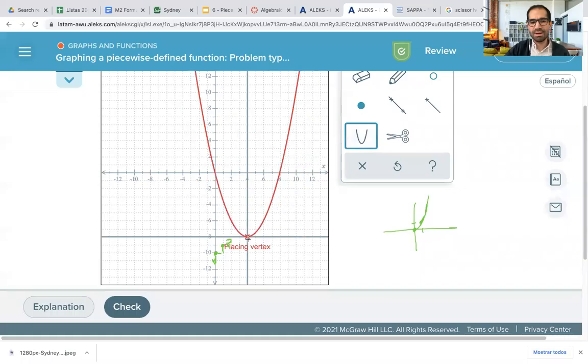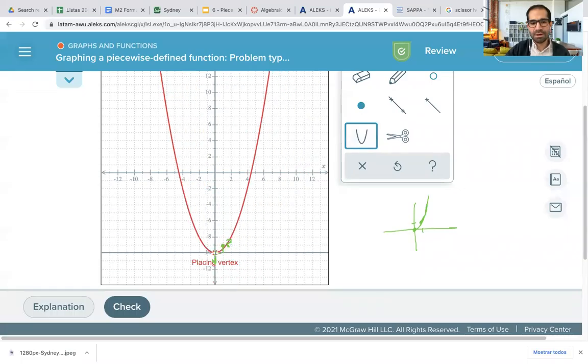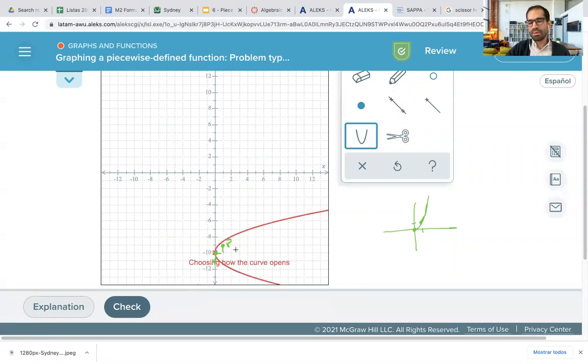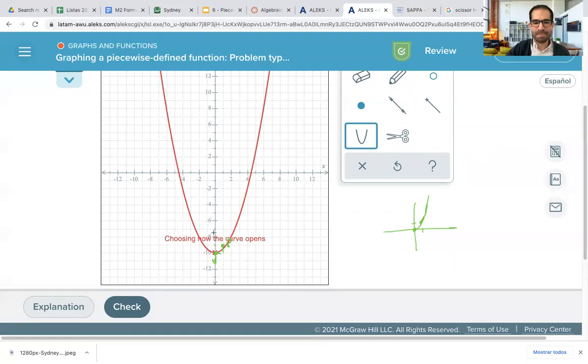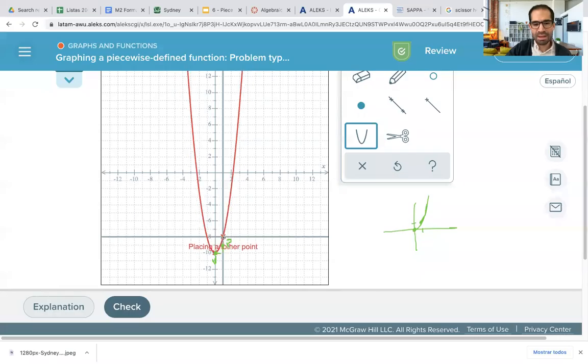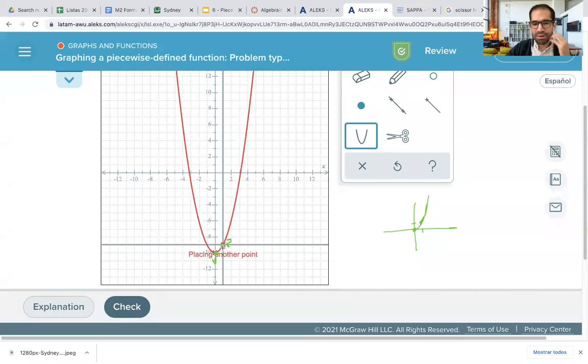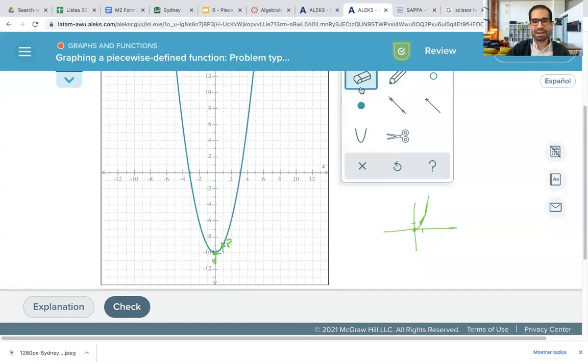I'm going to select the parabola. Then I'm going to click on the vertex. I'm going to decide whether it opens up or down. We're going to see at the end of the semester how we can sketch a graph that opens sideways, but not for now. So we're going to open it upwards. And the reference point, the second point, is always going to be 1 unit to the right and 1 unit up, or 1 unit to the right and 1 unit down if it is negative. So that's not my eraser.